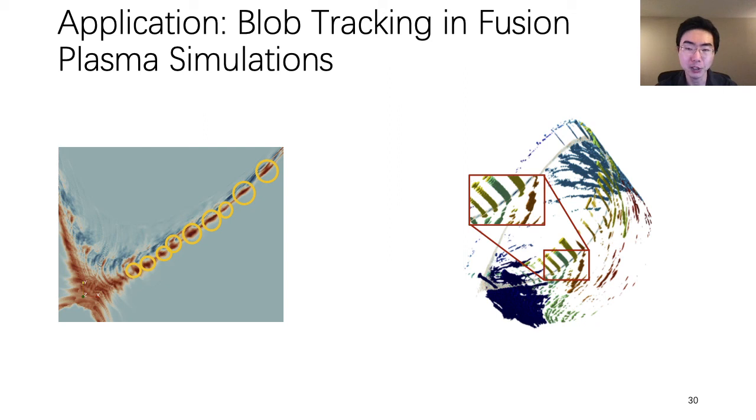The second application is to track blobs in fusion plasma simulations. Blobs are high ion density regions in the simulation data. The blobs will cause the loss of plasmas and damage devices, where the blob tracking can help scientists identify how to reduce the damage. We extract such regions by extracting super-level sets from the density fields.